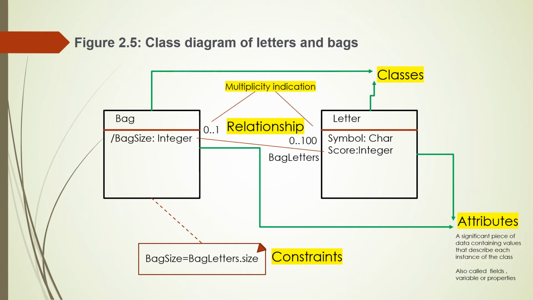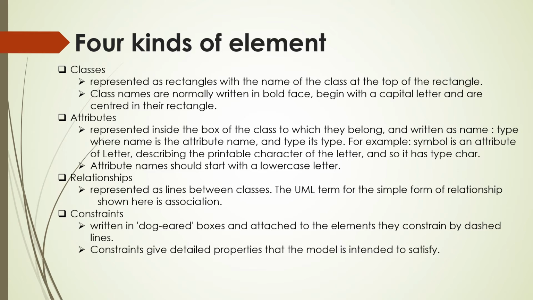And also, a multiplicity indication between bug and letter. Four kinds of elements of a class are classes, attributes, relationships, and constraints. Classes are represented as a rectangle with the name of the class at the top of the rectangle.